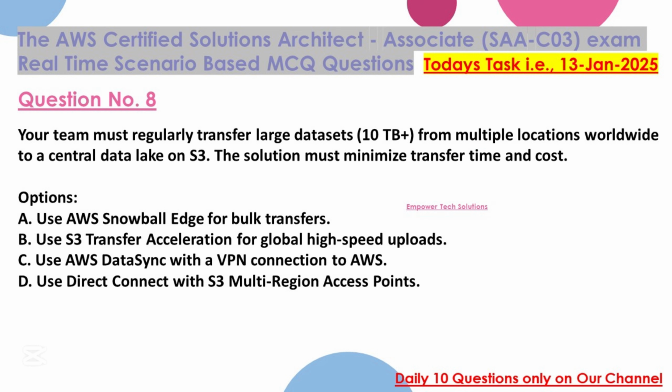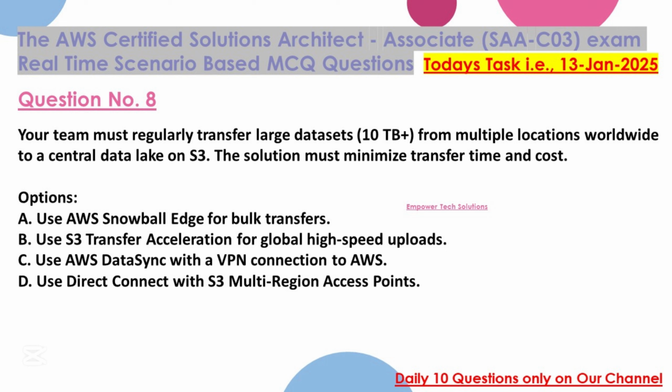Your team must regularly transfer large datasets, 10 TB plus, from multiple locations worldwide to a central data lake on S3. The solution must minimize transfer time and cost. Options: A. Use AWS Snowball Edge for bulk transfers. B. Use S3 transfer acceleration for global high-speed uploads.